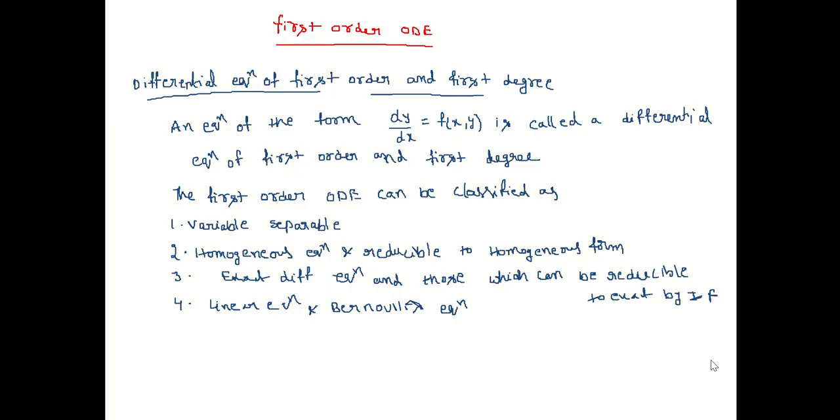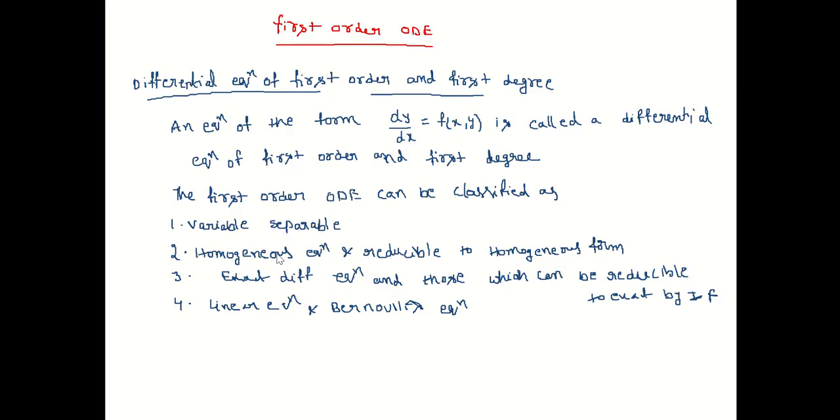What is the order of the differential equation? The highest derivative in the differential equation is nothing but the order of the differential equation, and the power of the highest derivative is nothing but the degree of the differential equation. So now coming to the general form of the first order and first degree differential equation, an equation of the form dy by dx equals f of x comma y is called the differential equation of first order and first degree.